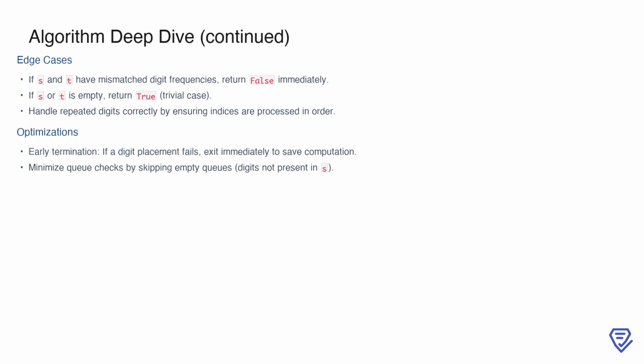When implementing this algorithm, it's important to handle edge cases carefully. For instance, if the digit frequencies in S and T don't match, we can immediately return false without further computation. If either S or T is empty, the transformation is trivially possible, and we return true. Additionally, repeated digits must be processed in the correct order, ensuring that indices are handled sequentially. To optimize further, we can terminate early if a digit placement fails, saving unnecessary computation. We can also skip checking queues for digits that don't appear in S, minimizing redundant operations. These considerations help ensure the algorithm is both robust and efficient.